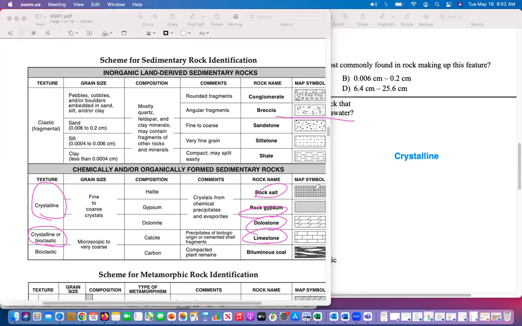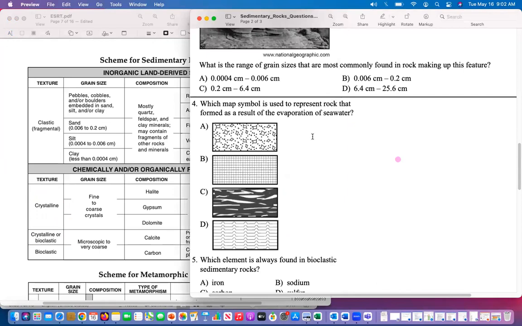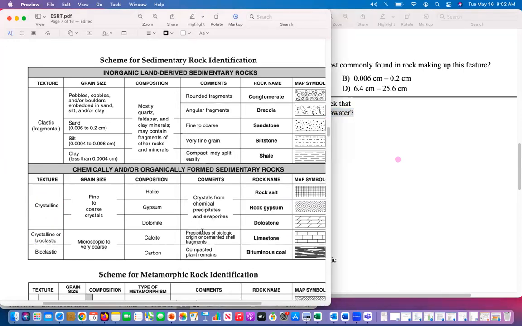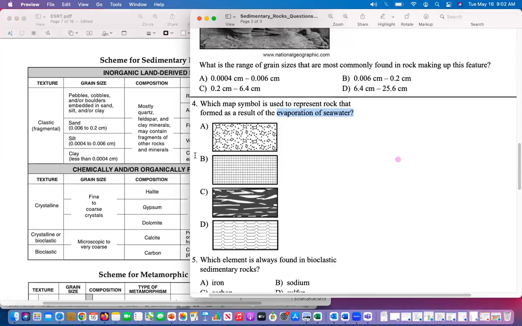Right over here. Right here. And it is rock salt. Okay? So you have to be able, if you take a look, the clue that helps to get this problem: once I know evaporation of seawater, that lets me know it's a crystalline rock. As a matter of fact, you see a word that's similar to evaporation of seawater, evaporate. Look, it says the word evaporites. So that lets me also know that it has to be one of these over here. And the map symbol was rock salt, choice B.